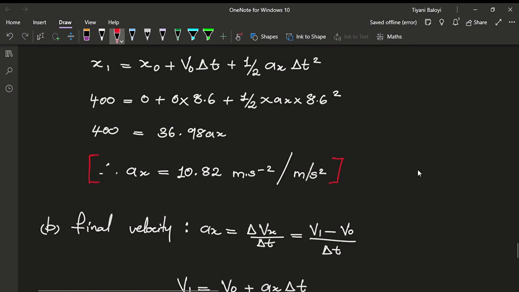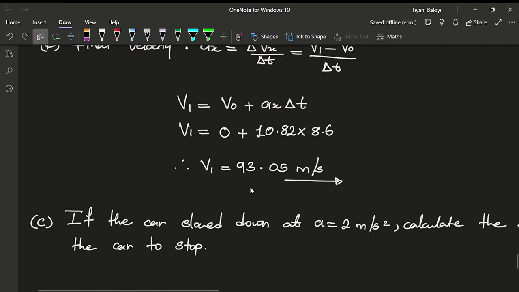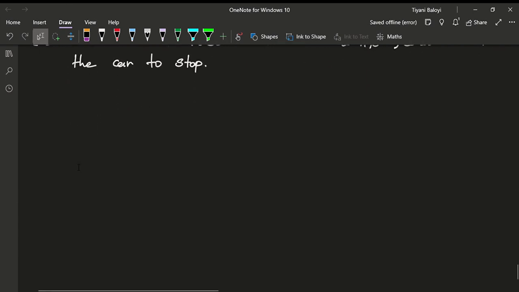It's 10.8 to the right, because we need direction in your vector. So this will be to the right? Yes, it's to the right. So these are positive, this one. So let's just write our data.